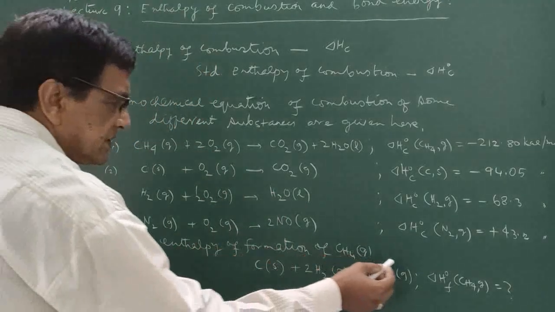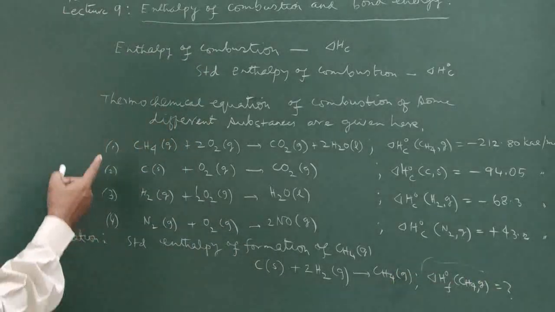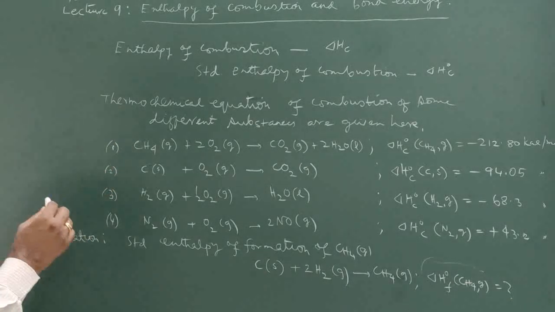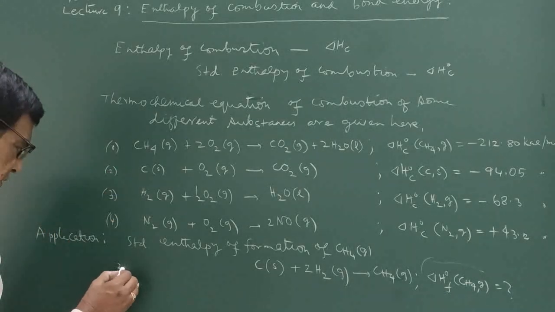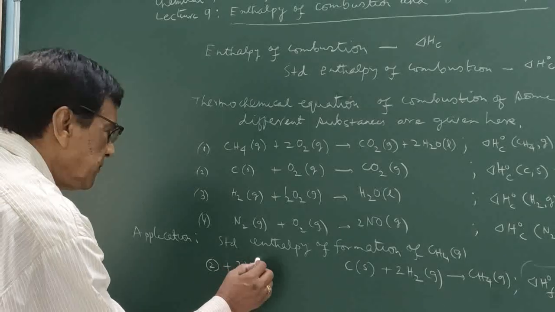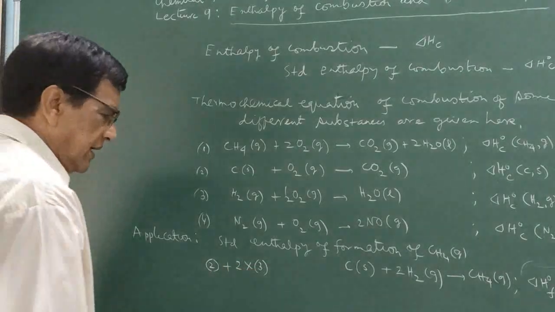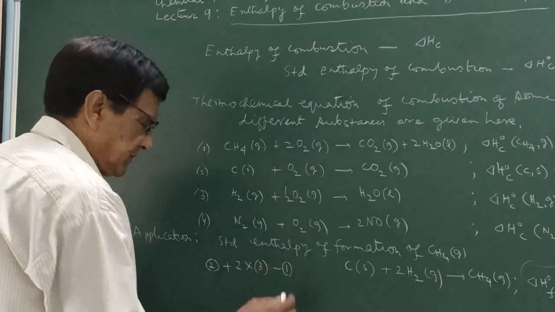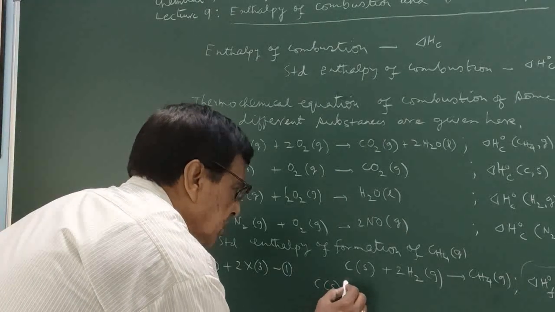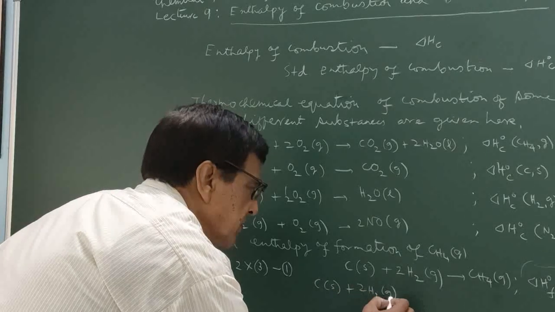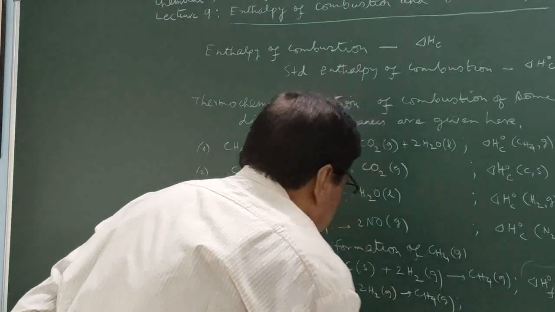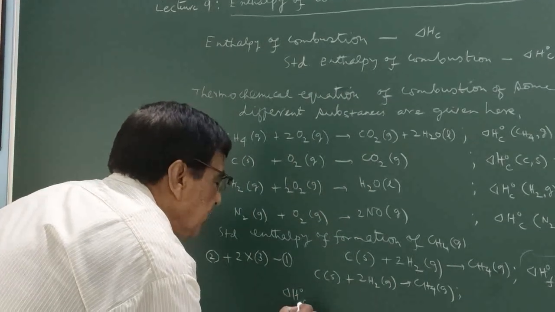So this one we can get by using some mathematical operation, and the mathematical operation is that say equation 2, this is the mathematical operation, so we are doing plus 2 into this equation 3 and minus the equation 1. If we do this mathematical operation, then we shall get this reaction, carbon solid plus twice hydrogen gas giving this CH4 gas.